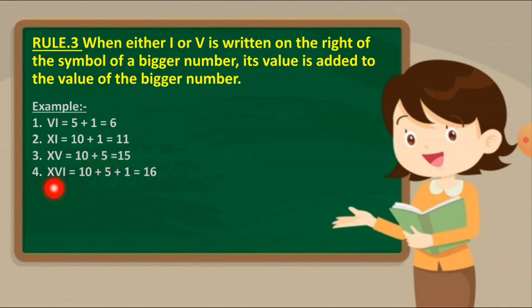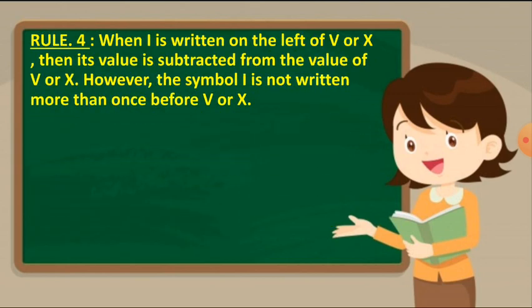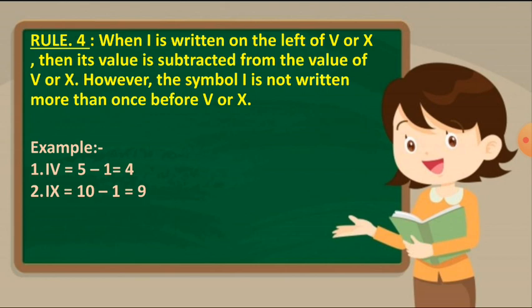Then fourth one, XVI. X value is 10, V value is 5 and I value is 1. So 10 plus 5 plus 1 will be 16. Next, you will be writing rule number 4. When I is written on the left of V or X, then its value is subtracted from the value of the V or X. However, the symbol I is not written more than once before V or X. So next you will write the examples in the next line.